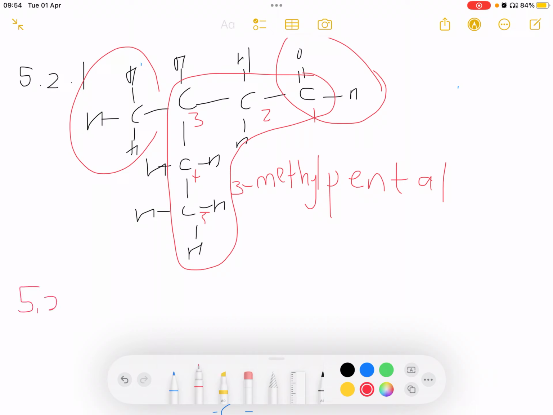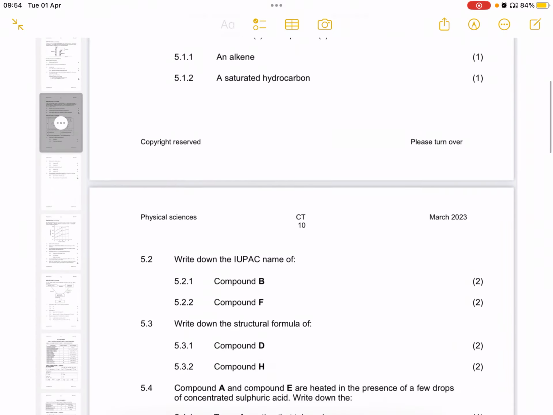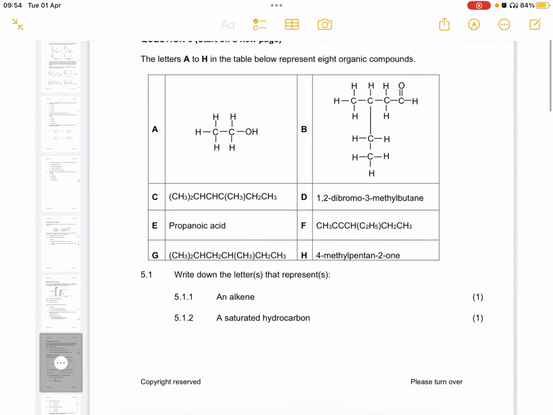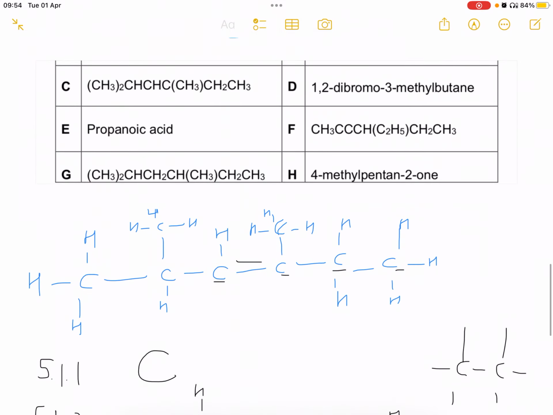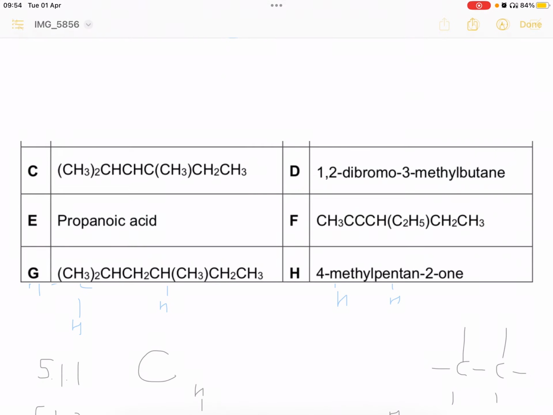Then we go to 5.2.2. In 5.2.2, the question wants compound F. We have to go and have a look at compound F. Compound F is a condensed structural formula, so which means we can use this one here. We can use this picture here.